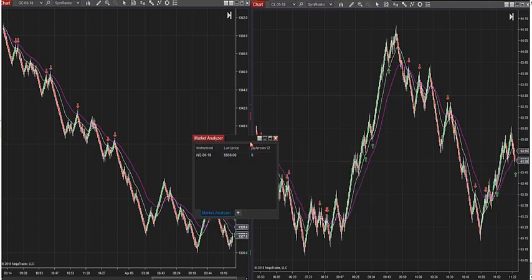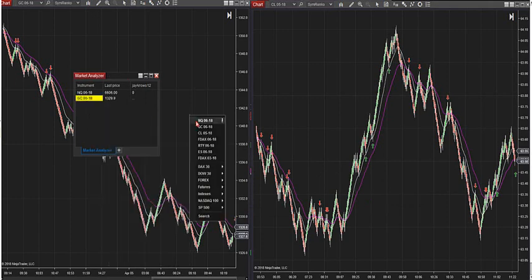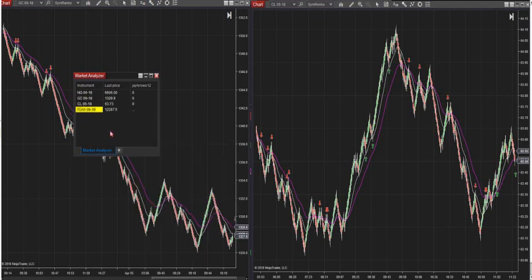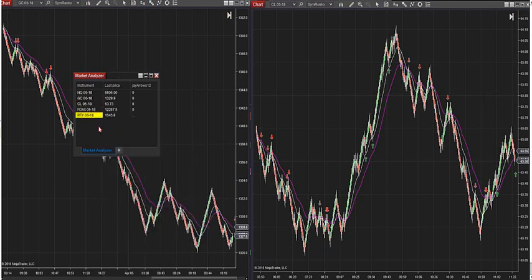So here's what it'll look like. As the market's ticking, you can load as many instruments in as you want. It doesn't matter. You can load as many instruments as you like to follow when these arrows fire.